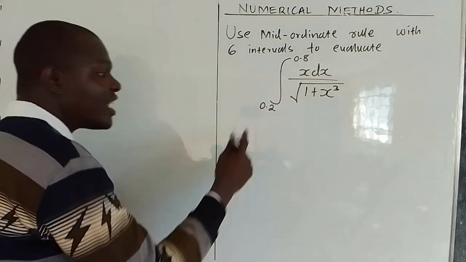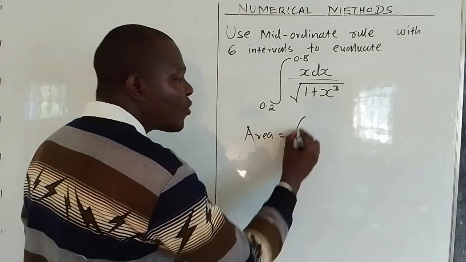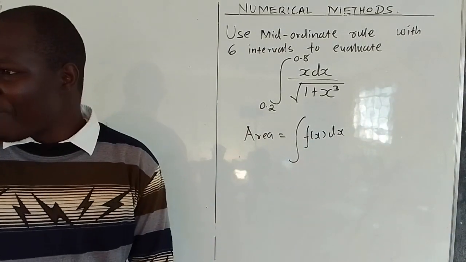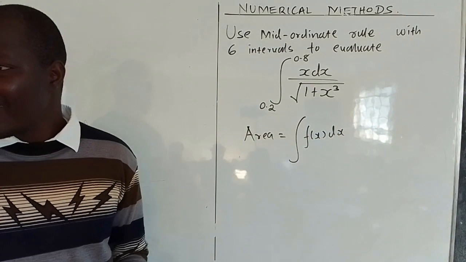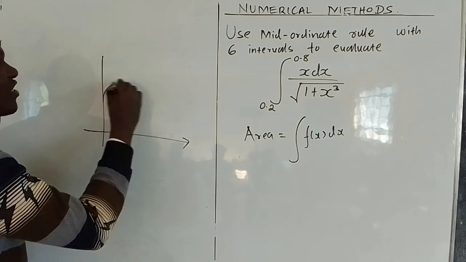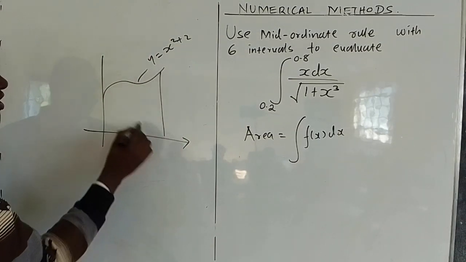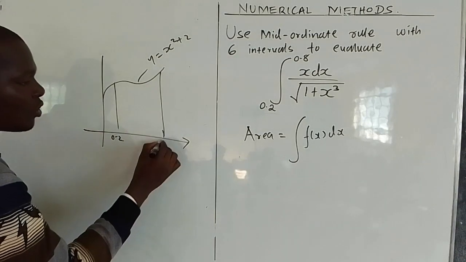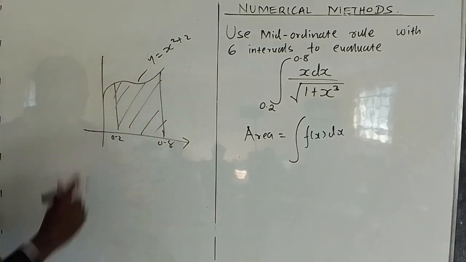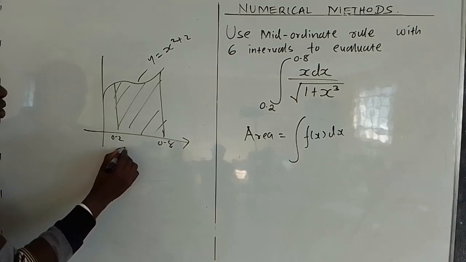So, look at this. In integration, if you want the area under a curve, you are integrating the function of x dx. So that is how to get the area under the curve. You integrate f of x dx. If you are given a curve y equals maybe x squared plus 2, and you want the area under this curve maybe from 0.2 to 0.8, for you to get that area, you'll be integrating from 0.2 to 0.8.